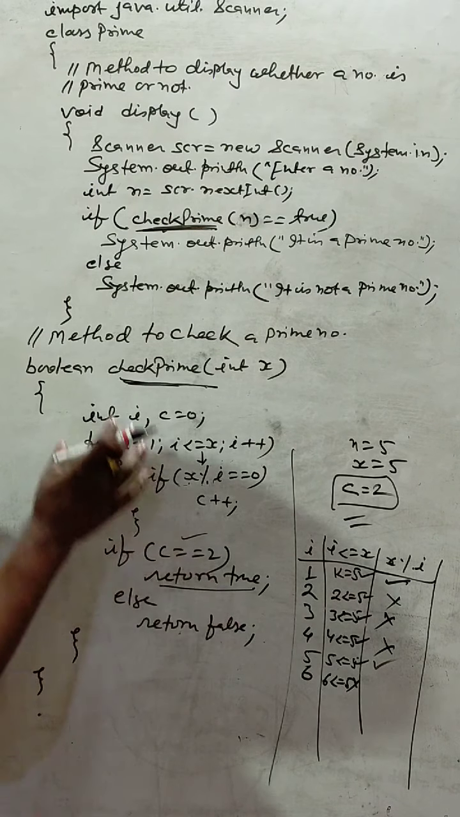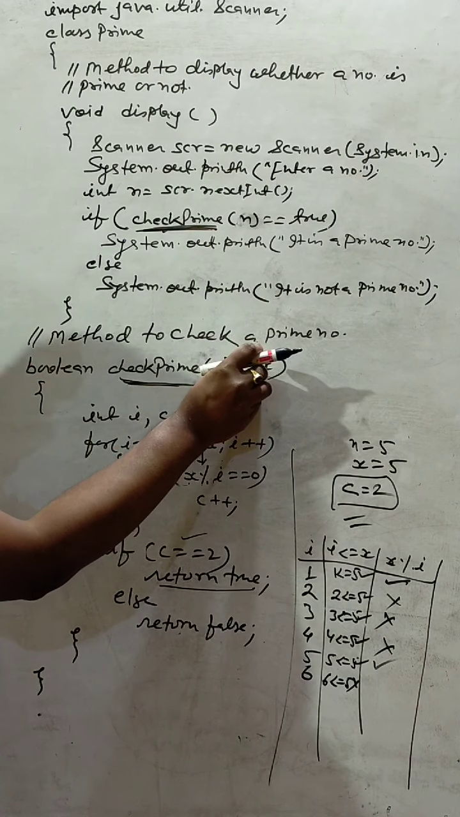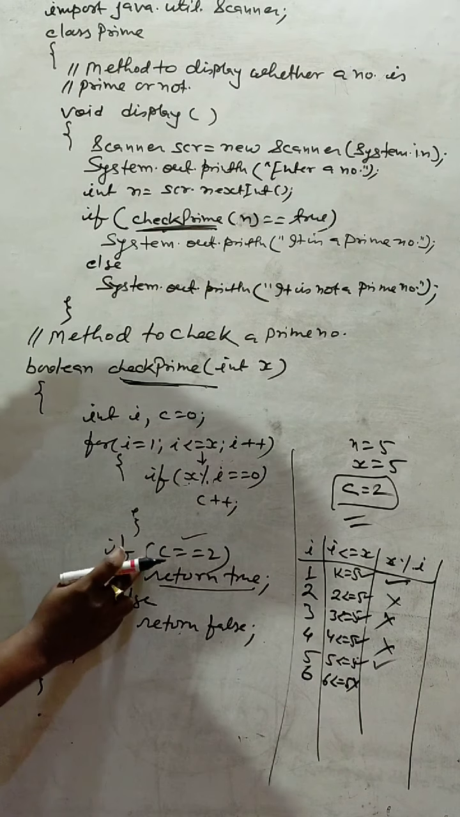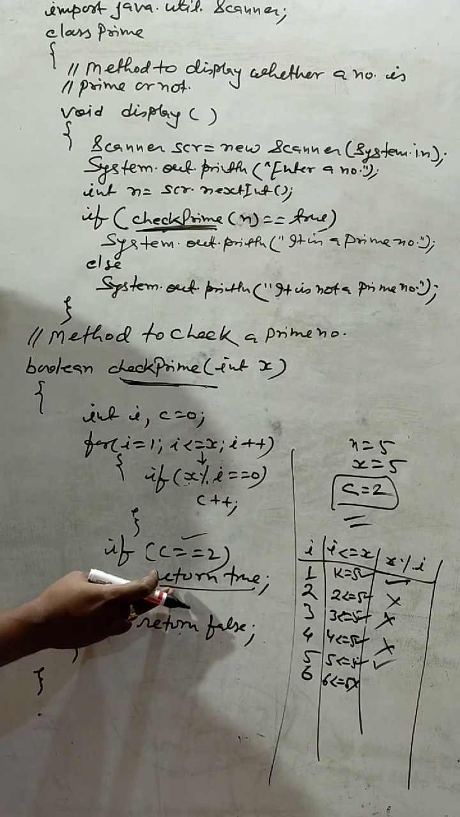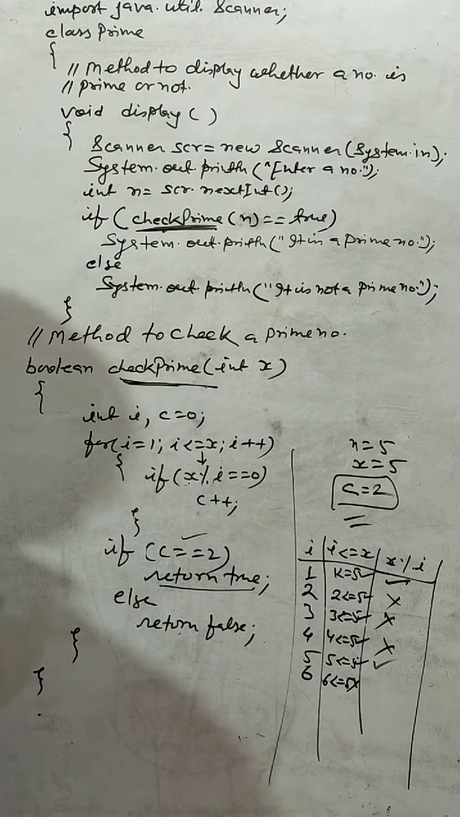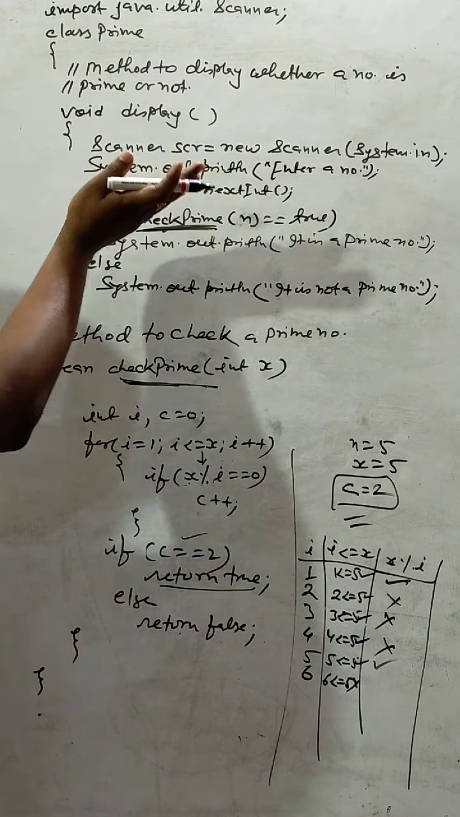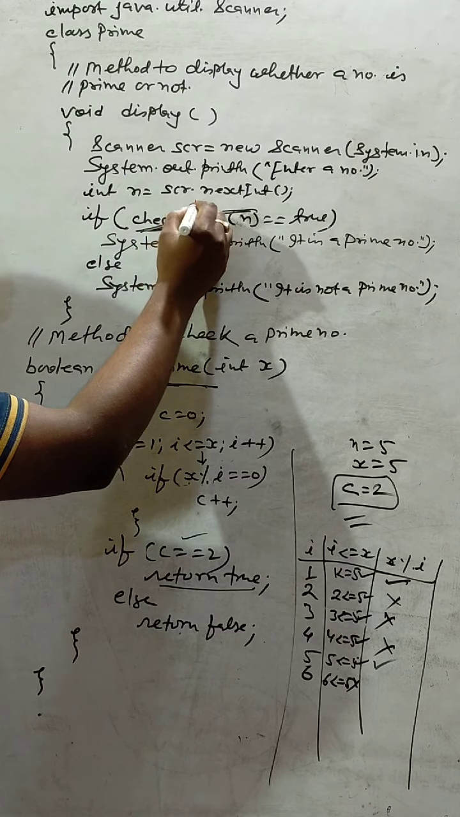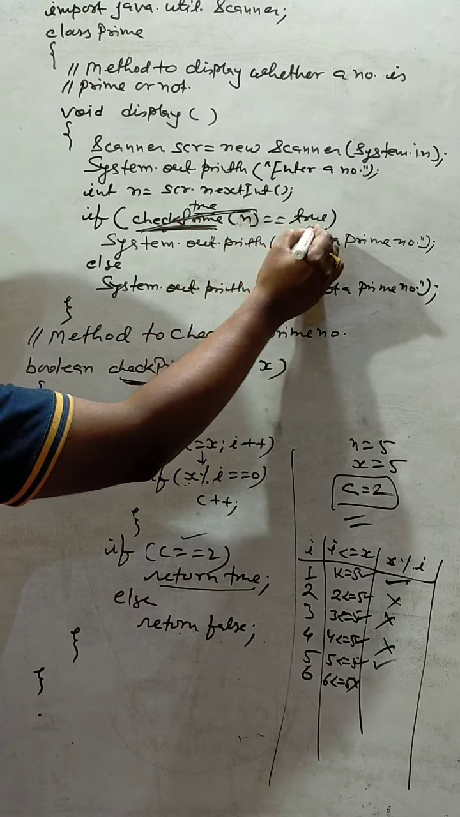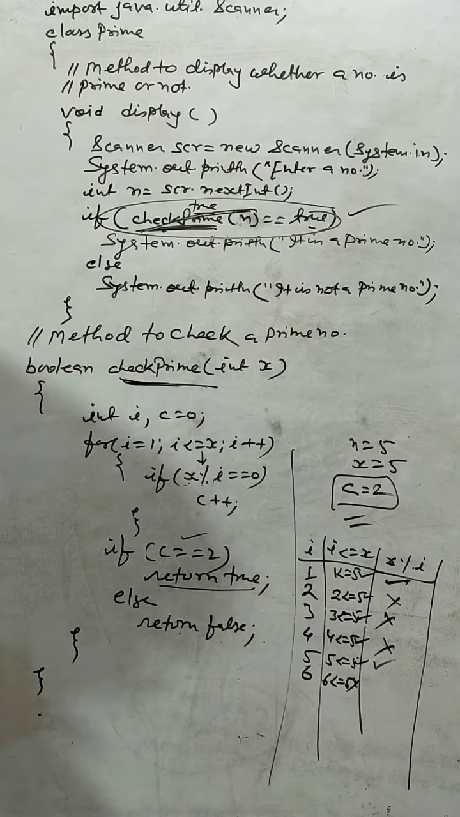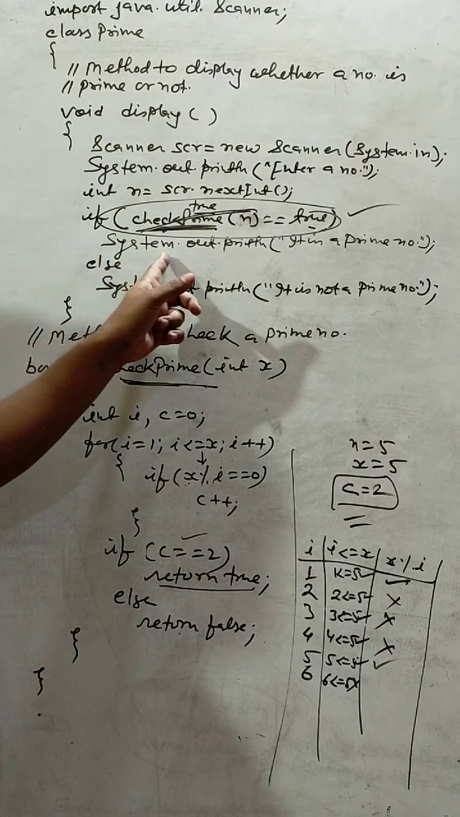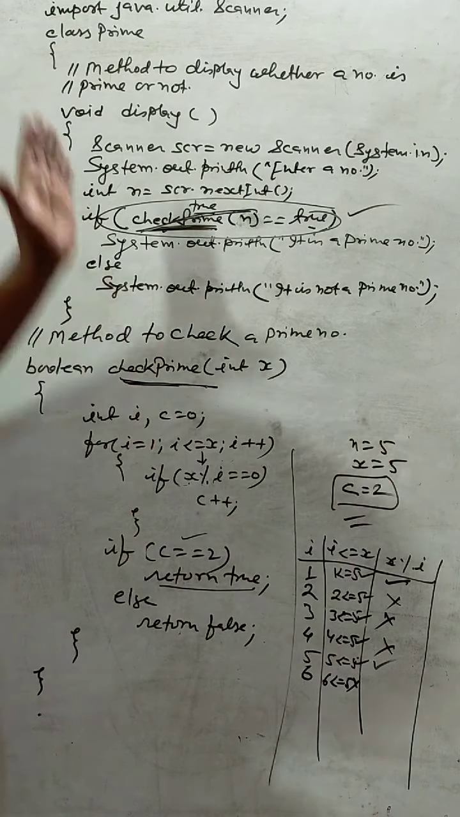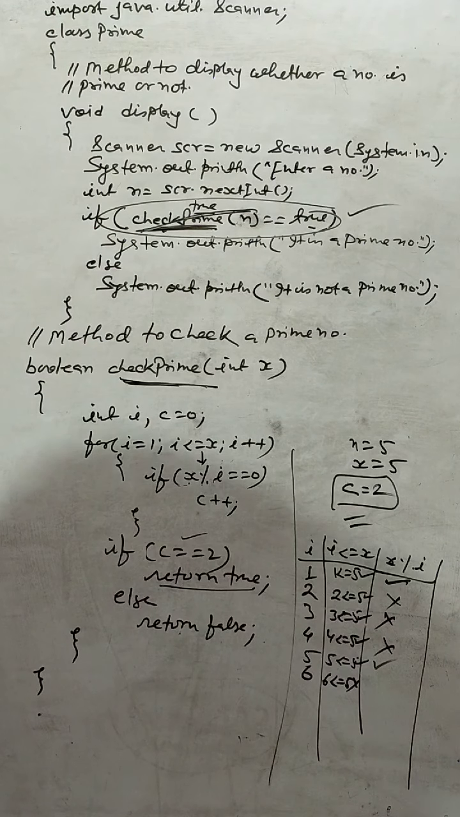So this function will accept a number in x and calculate its number of factors. If its number of factors is 2, this function will return a true value. So from here it returns true. Therefore the output of this part is true. So true equals true. Therefore the entire expression is true. So it will print it is a prime number, and we know that 5 is a prime number. So this way we will solve the program.